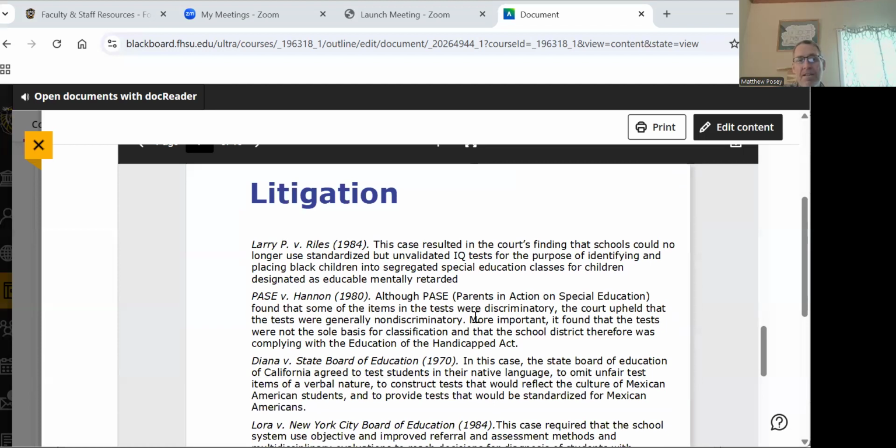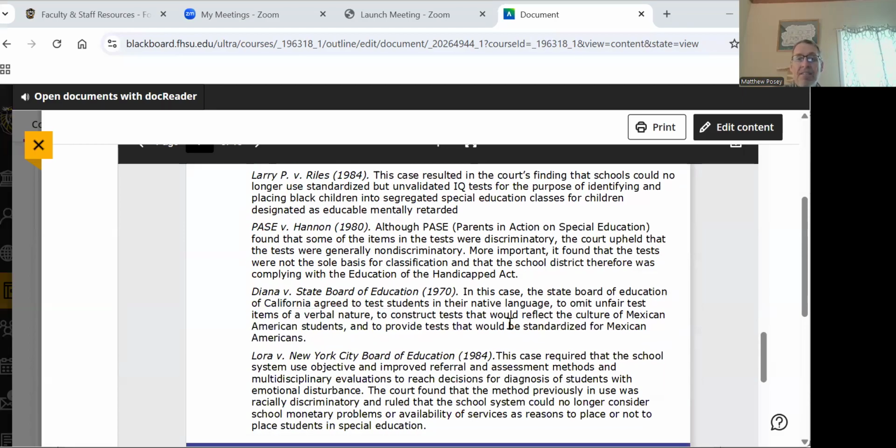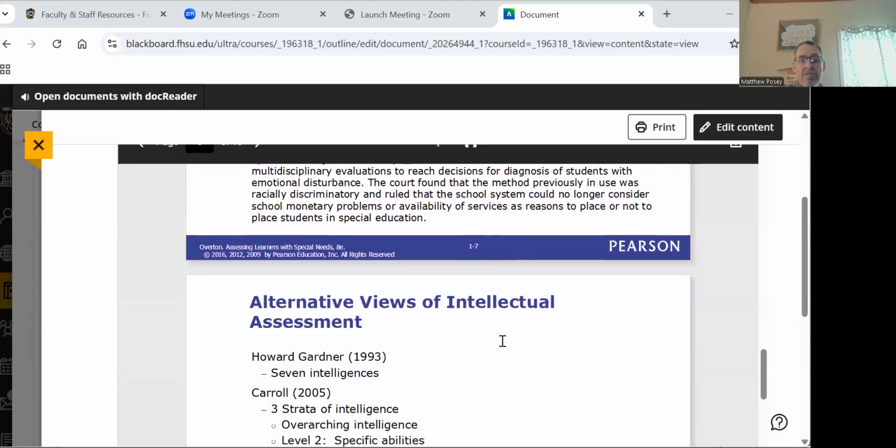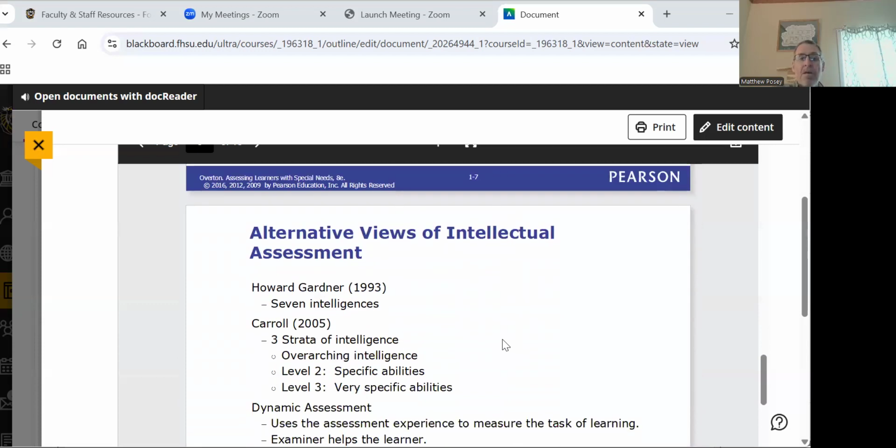Here are some court cases. I won't sit here and just read all that to you. You can go back to it and look at it as a reference, but there are some interesting court cases and litigation involving IQ testing. Okay, and a lot of it goes back and it's all focused around different cultures. Okay, when we give it to someone that has a different cultural background, that tends to cause issues. So we need to keep that in mind as well when we're looking at IQ testing.